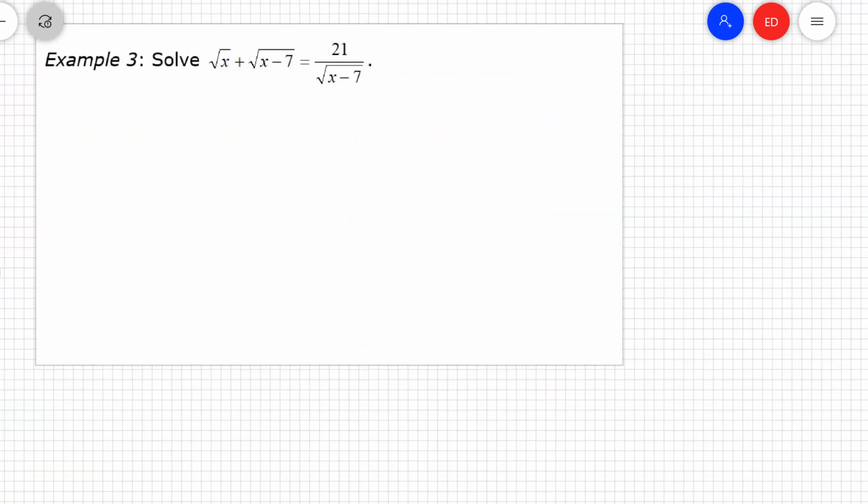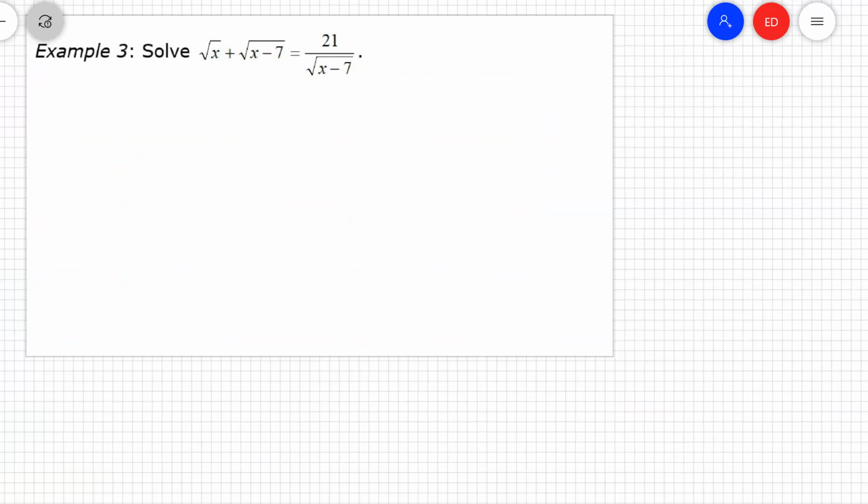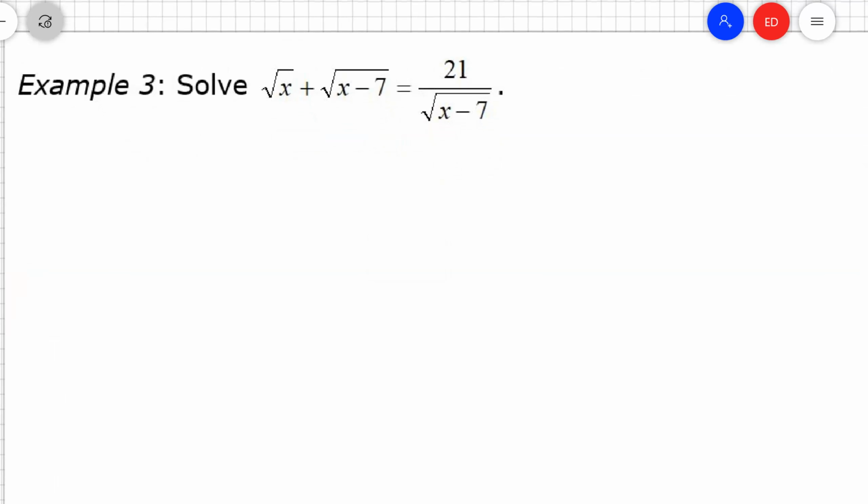Alright, let's take a look at example 3. So for example 3, we've got a lot going on. When we're looking at this example, the first thing that I see is that we have a radical in the denominator that we cannot keep. So we need to get rid of the radical in the denominator. The way that we're going to do that is we're going to multiply both sides by the square root of x minus 7 in order to get rid of the radical.